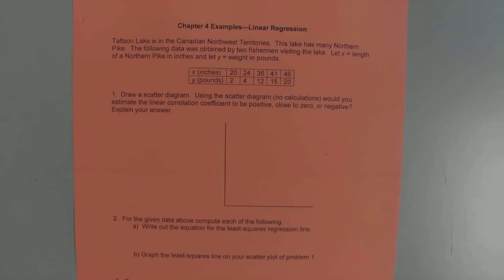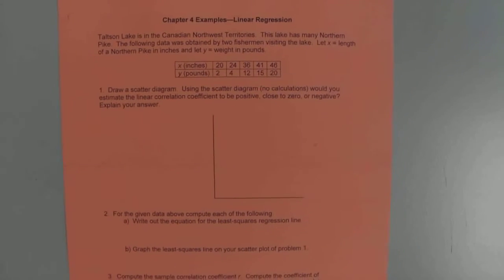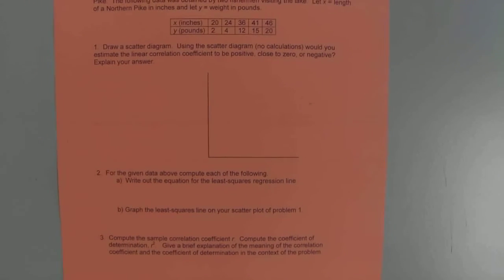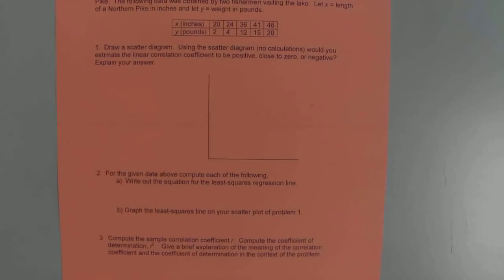First, section 1 of chapter 4 has a scatter diagram. It says using the scatter diagram, no calculations whatsoever, would we estimate the linear correlation to be positive, close to 0, or negative, and explain your answer. So the first thing we have to do, guys, is graph it. Try to pick a scale that's kind of normal.